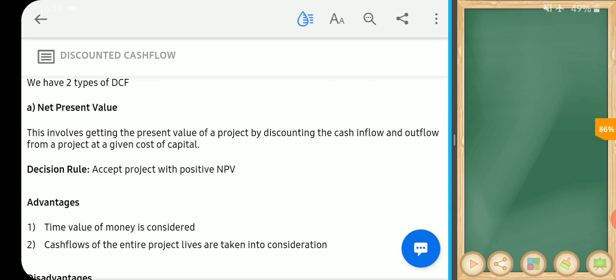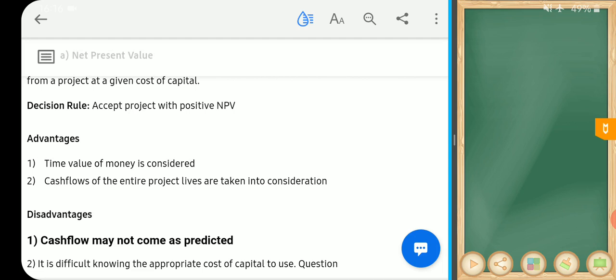Now, what is the decision rule? The decision rule is whenever you've calculated your NPV and you have a positive value, you accept the project. But once you have a negative value, even if your negative value is -1, you tell them not to accept the project. What are the advantages? It takes into cognizance the time value of money, and the cash flow of the entire project life are taken into consideration, just like ARR.